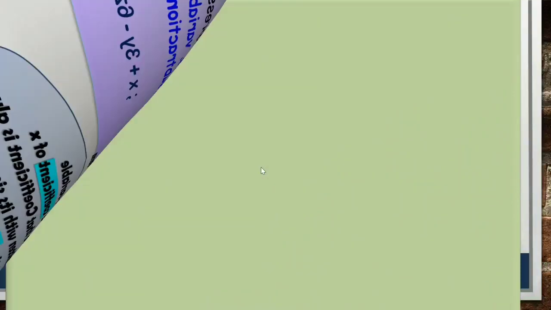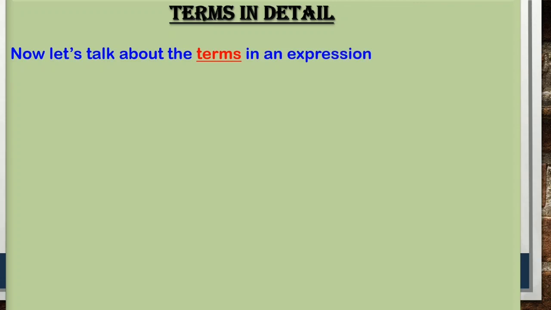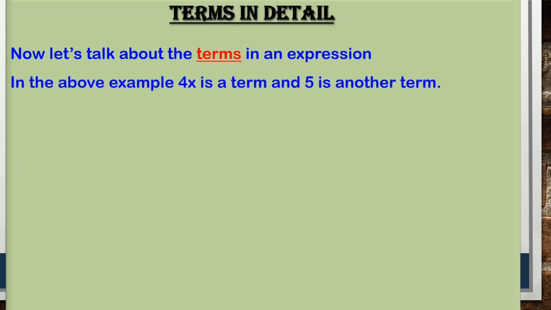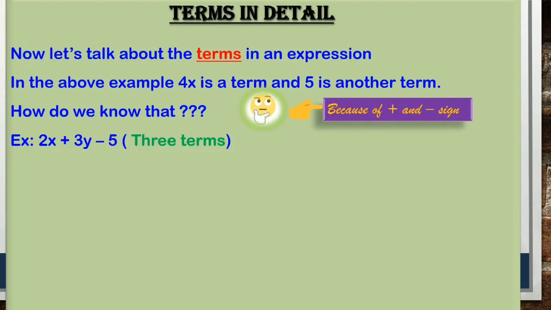Now let us go into the detail of terms. When we are saying terms, we took the example 4x plus 5. In that, 4x is a term and 5 is another term. How do we know that? Let me take one more example. Here I'm saying that there are 3 terms, 2x plus 3y minus 5. How do I know that? This I came to know because of plus and minus sign, plus and minus sign, because the terms get separated by these plus and minus signs, right?